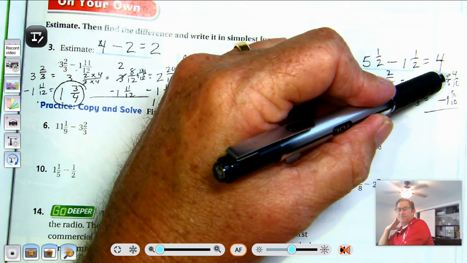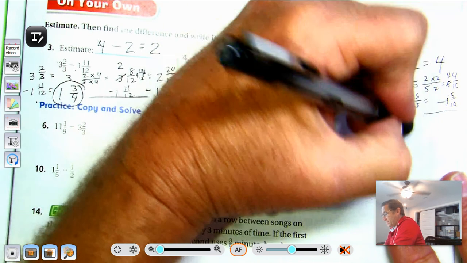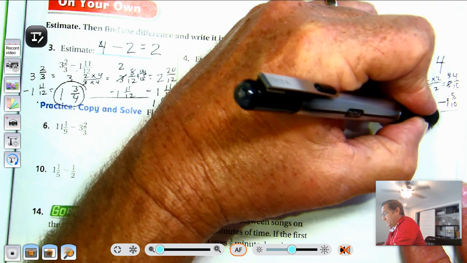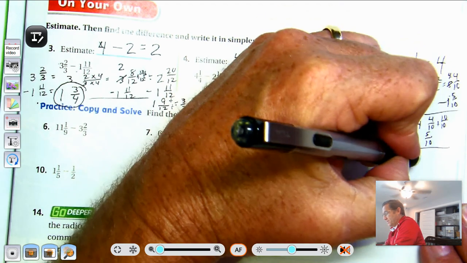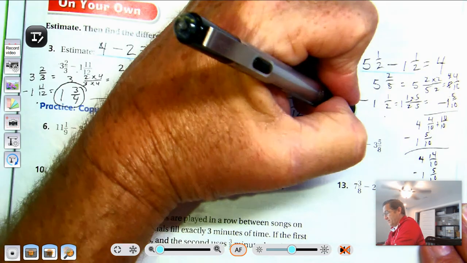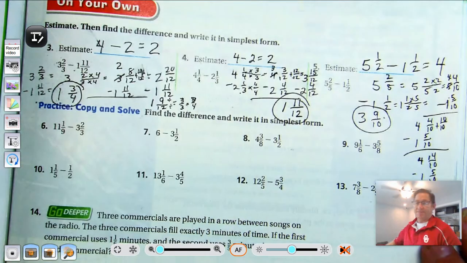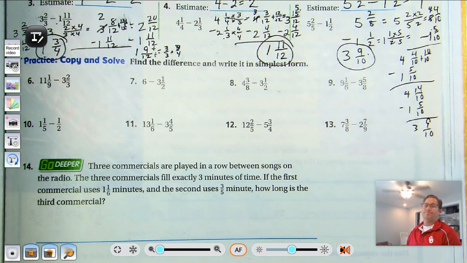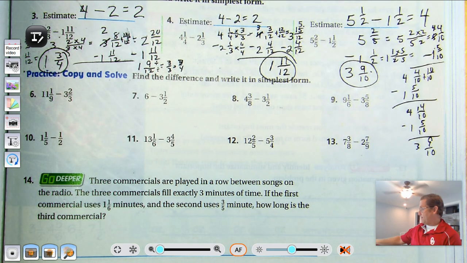Can't take 5/10 from 4/10. So we're going to rename 4 4/10 plus 10/10 minus 1 and 5 tenths. So we have 4 and 14 tenths minus 1 and 5 tenths. It's going to leave us 3 and 9 tenths. 3 and 9 tenths is close to our estimate 4. All right, get a piece of scratch paper to do 6 through 13.